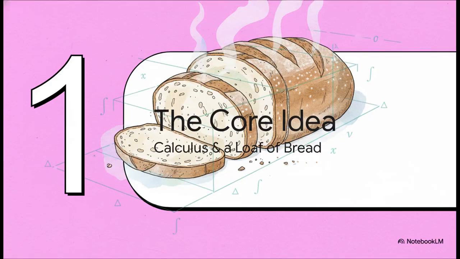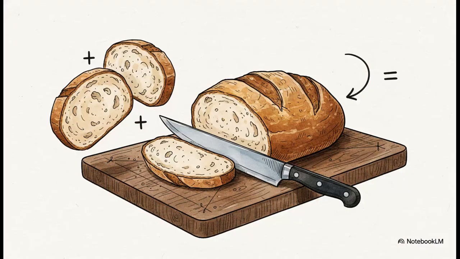So let's start right there with that core idea. We're going to connect this thing you see every day to a really fundamental principle in calculus. Just picture it. You've got a loaf of bread sitting on a cutting board. Let's call that cutting board our XY plane. Now, every single slice you cut has a certain area, right? Well, if you could find the area of every single one of those slices and then add them all up, what would you have? You'd have the total volume of the loaf. That's it. That's the entire idea in a nutshell.